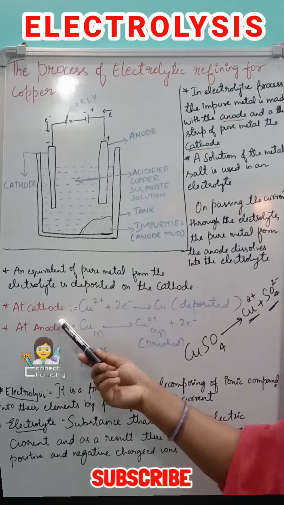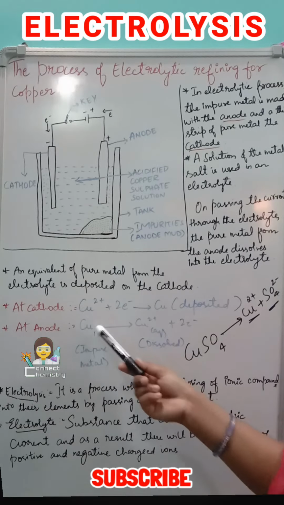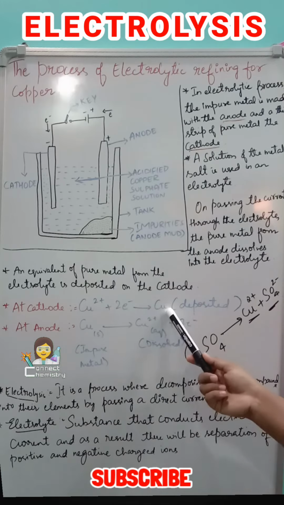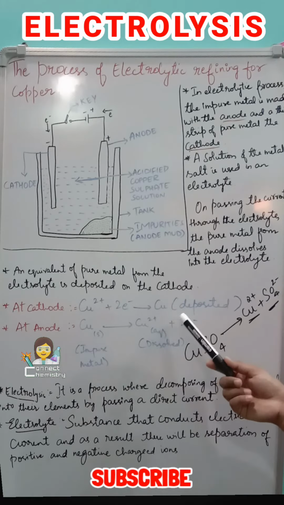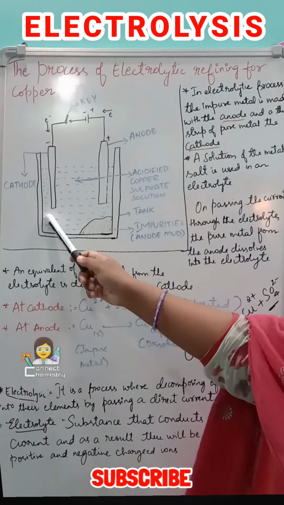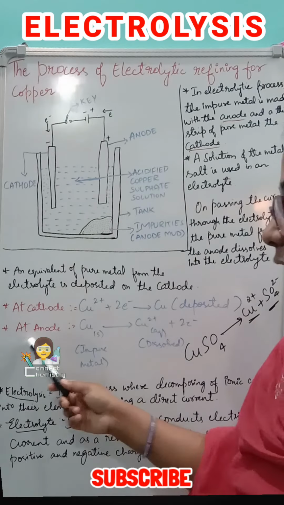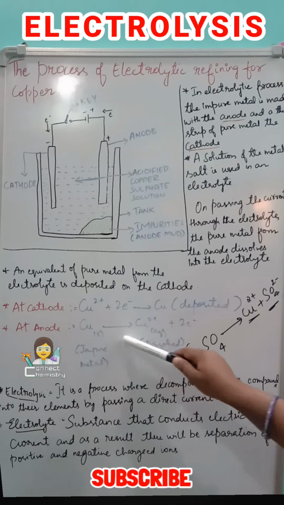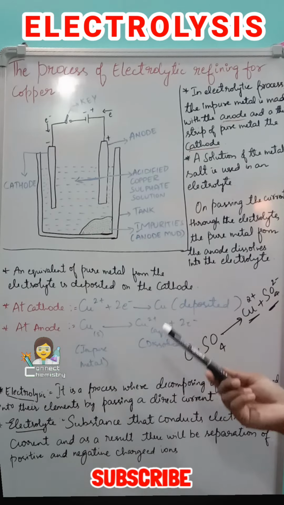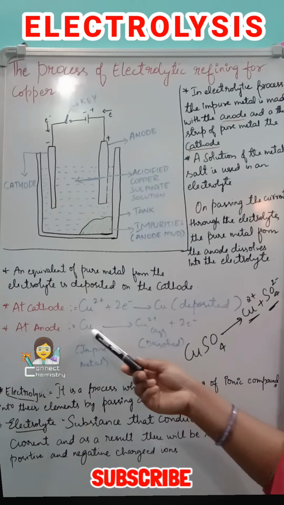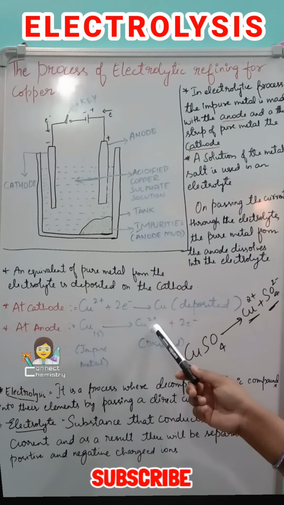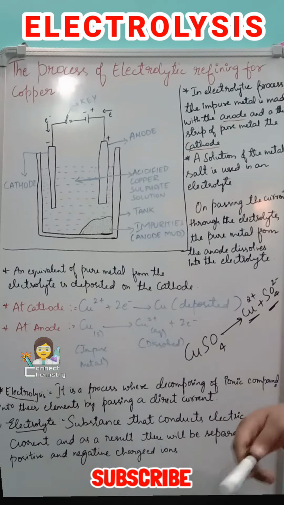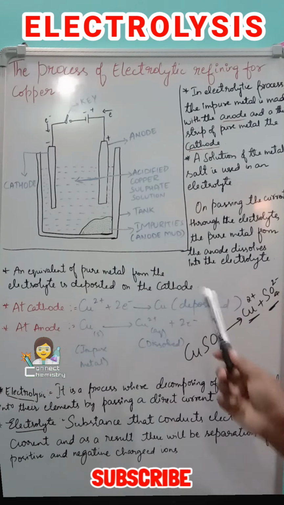At the cathode, Cu2+ gains 2 electrons and becomes copper, a stable element which is deposited on the cathode electrode. At the anode, copper in solid form, which is the impure metal, when electricity is passed, gives Cu2+ and gets dissolved, and 2 electrons are given out to the electrolyte.